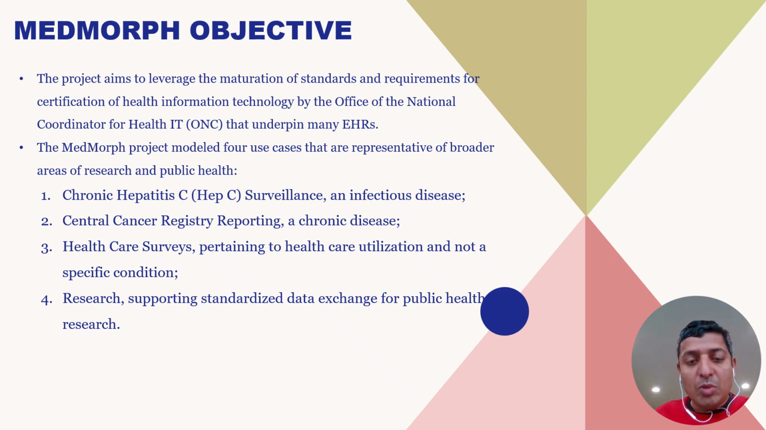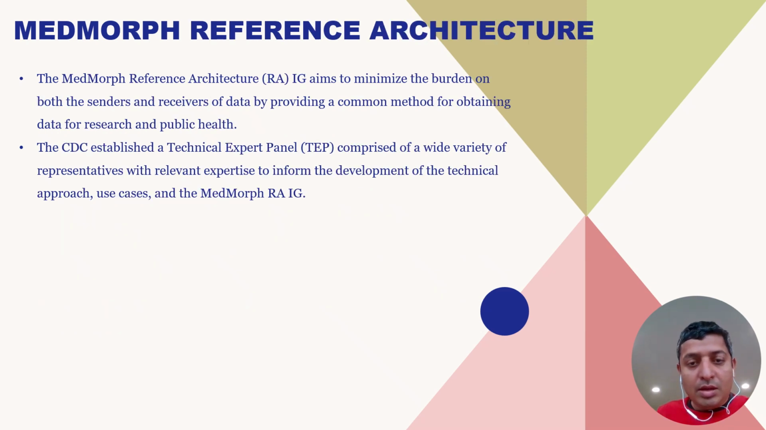The MedMorph project modeled four use cases that are representative of a broader area of research and public health. It includes chronic hepatitis C surveillance, central cancer registry reporting, healthcare surveys, and research supporting standardized data exchange for public health research. The MedMorph reference architecture IG aims to minimize the burden on both the sender and receiver of data by providing a common method for obtaining data for research and public health.